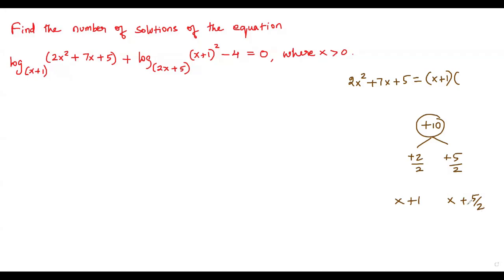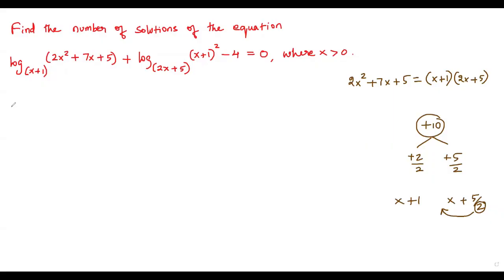And to get the second factor, I have to consider the stuff we have over here. Already we know that this 5 is not divisible by 2. So we have to move this 2 as a coefficient of x over here. When I do so, I am getting 2x + 5. So this is the second factor of this quadratic expression. Now let me continue with the equation.